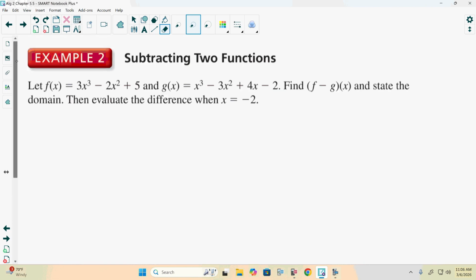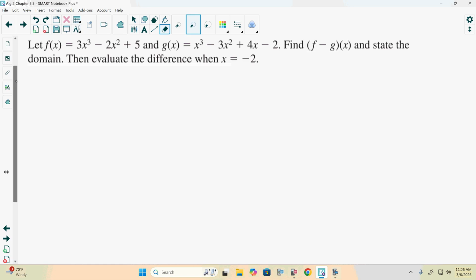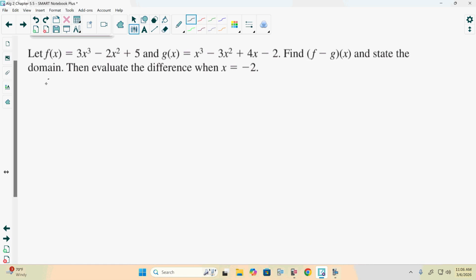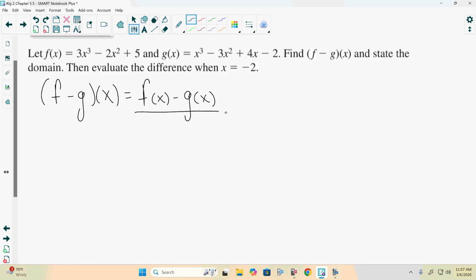Well, the other thing we can do is subtracting. Subtracting is really, for the most part, not any different, except instead of adding, we are subtracting. Our f minus g of x is just shorthand for saying f of x minus g of x. Realistically, we don't necessarily have to write the f minus g in parentheses with x next to it. We can just go straight to f of x minus g of x, because we know they are the same.